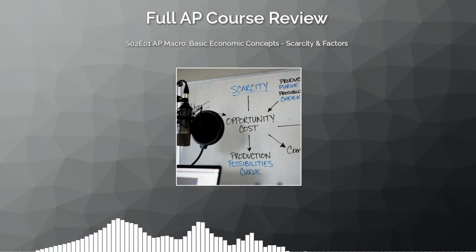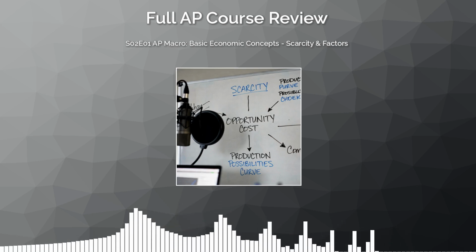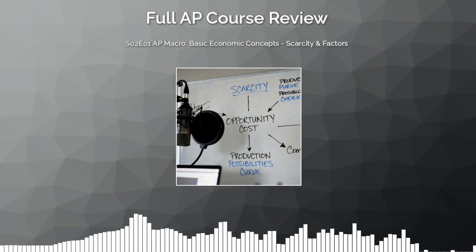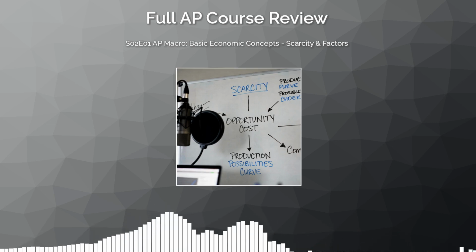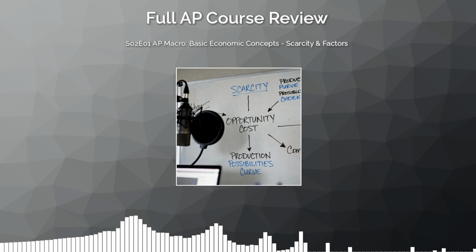Here's the beautiful thing about the PPC. It makes opportunity cost visible. When you move along the curve to produce more robots, you have to produce fewer pizzas. That sacrifice in pizza is your opportunity cost, and you can literally see it on the graph. The slope of the PPC at any given point tells you the opportunity cost of producing one more unit of one good in terms of the other.